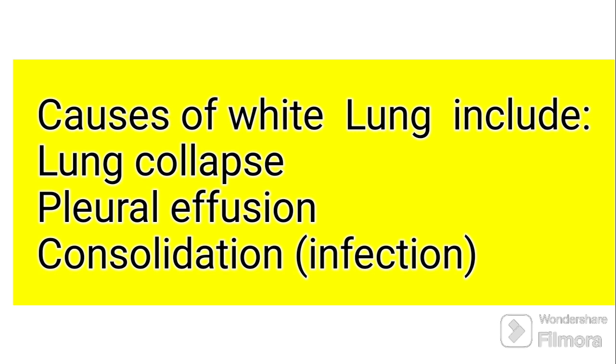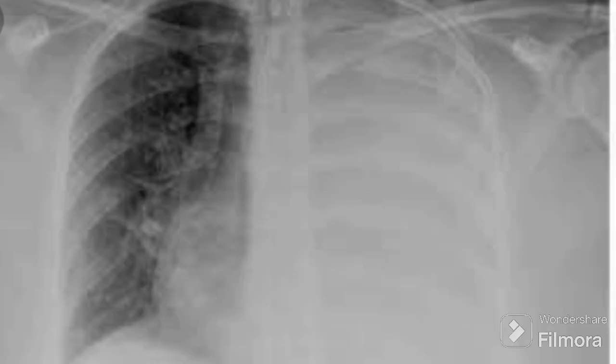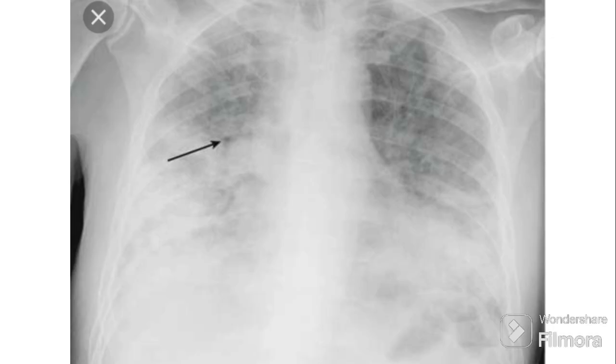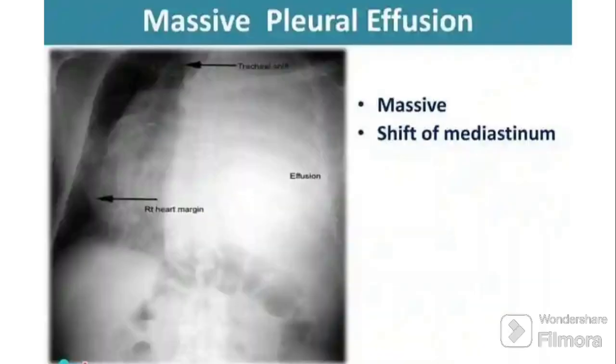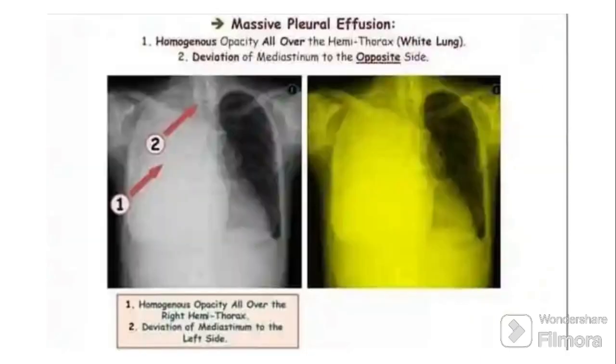Common causes of the white lung include lung collapse, pleural effusion, and consolidation. Collapse presents with uniform opacity and tracheal deviation towards the affected side. Note, however, that tracheal deviation does not always occur. Now, let's look at pleural effusion. Effusion presents with a uniform opacity and tracheal deviation pushed away from the affected side. Consolidation presents as a localized patchy opacity with air bronchograms.